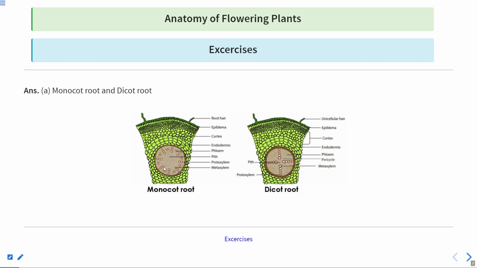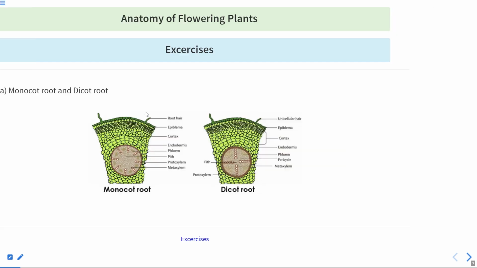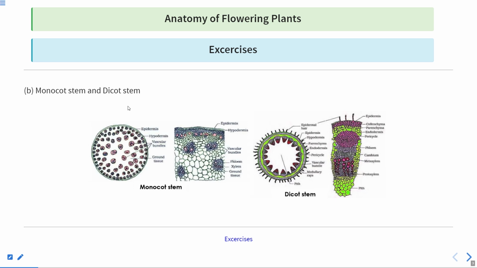But if you see the pith, in the case of monocot it is well grown and enlarged, right? The pith is more, right? But what about the pith in the case of dicot root? The dicot root has a very small pith, right? So these are some of the differences on the basis of anatomical structure in the monocot root and dicot root. So let us now see the difference on the basis of anatomical structure in the case of monocot and dicot stem.